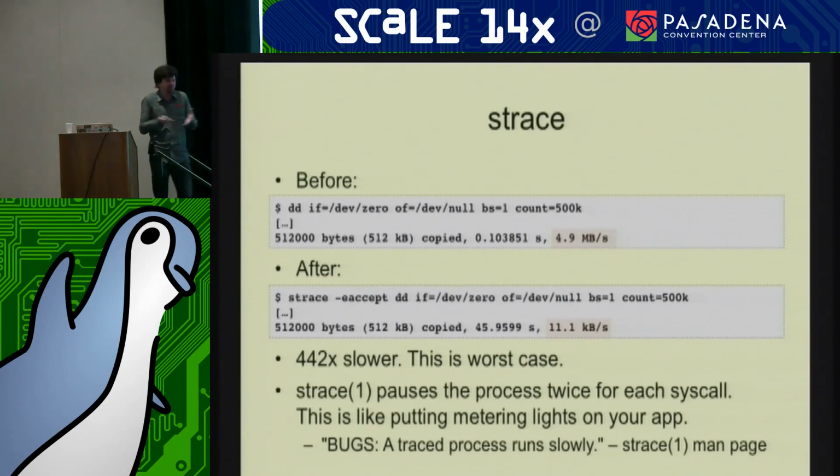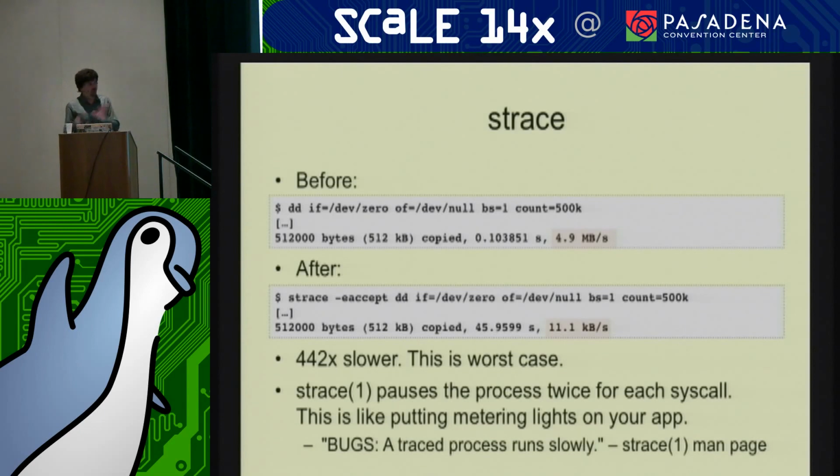That's because of the way it does instrumentation. It has to instrument all the syscalls before it can do the filter. And the way strace currently works with ptrace is like putting metering lights on your application. It will set a breakpoint when you enter a syscall and when you exit, and context switch for every system call.